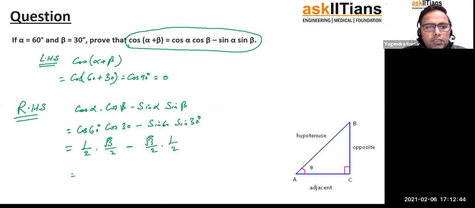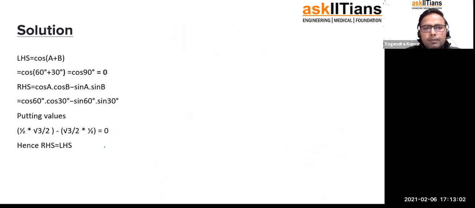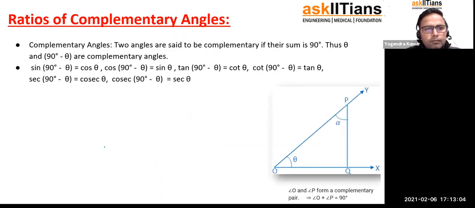So what are we getting here? The value here is the same, right? You can see 3 root 3 divided by 4 minus root 3 divided by 4, which is 0, which is equivalent to the LHS. So that's how we can prove it. We can understand that these two values are equal.